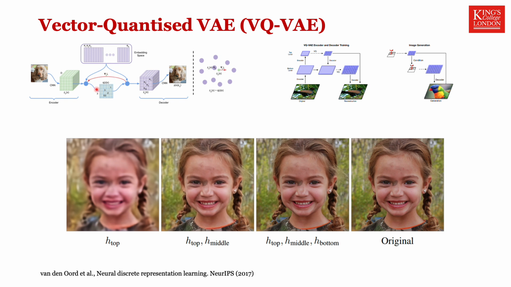So VQVAEs allow you to transform a continuous representation into a quantized representation, which is much more compact. And the quantized representation can then be sampled from using sampling algorithms like pixel CNNs and transformers, which we're going to learn about in a few lectures' time. And that is then able to generate really high quality images.